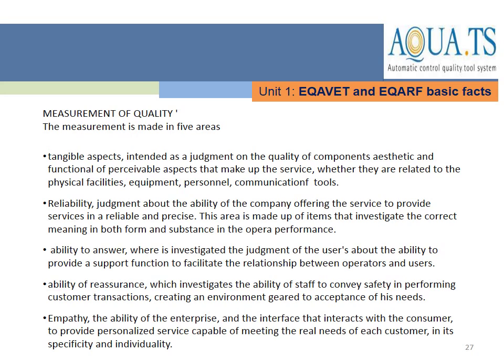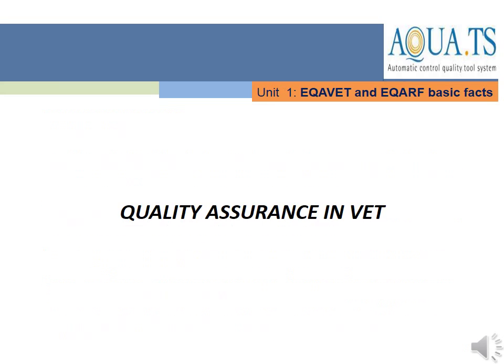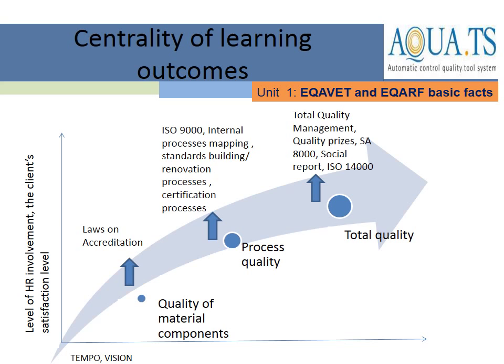Empathy. The ability of the enterprise to provide personalized service capable of meeting the real needs of each customer in its specificity and individuality. Quality assurance in VET. Centrality of learning outcomes. Quality assurance in VET has as its theme a sequence of centralities. The first is the centrality of learning outcomes.